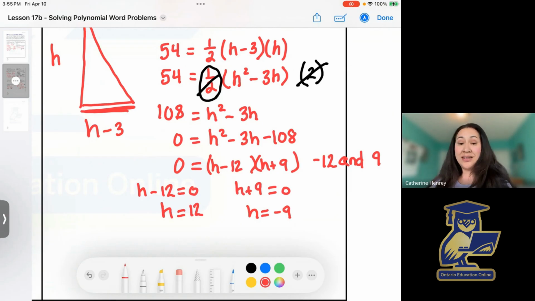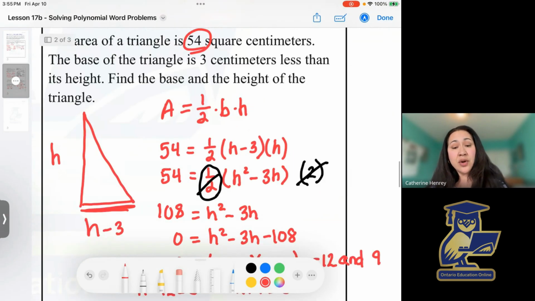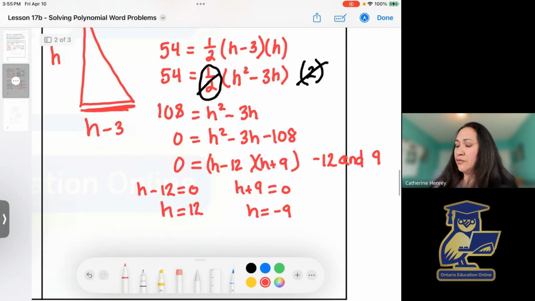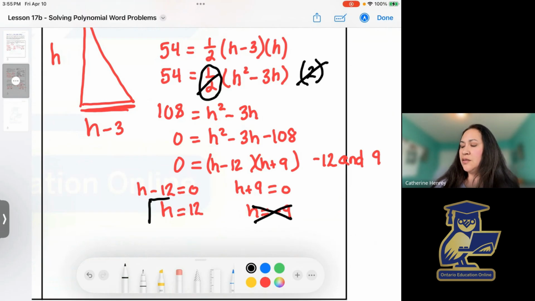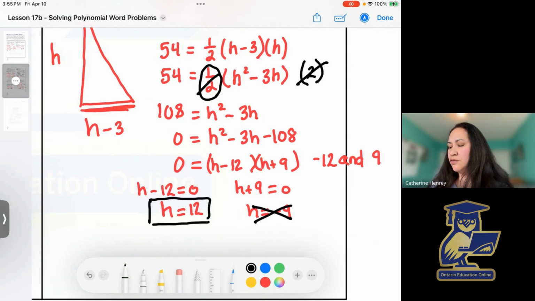We go back to take a look at the context of this, which is a triangle, and it doesn't really make sense that we would have a triangle that has a negative height. So that is not an option for our answer. So in this situation, the height of our triangle is 12.